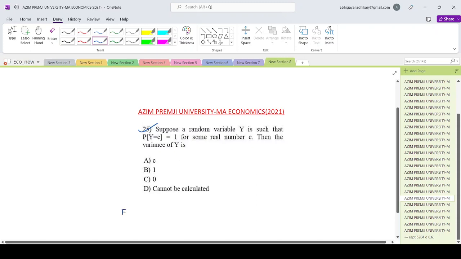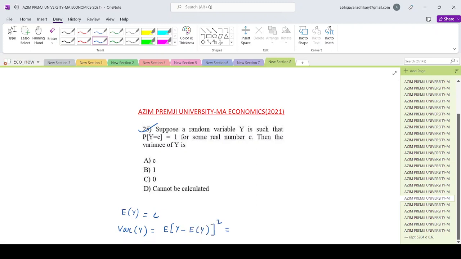That means the expectation of y will also be c, and variance of y is the expected value of y minus expectation of y, whole square. Now y takes only one value which is c, and expectation of y is also c, so that turns out to be 0, and that is your option number C in this case.